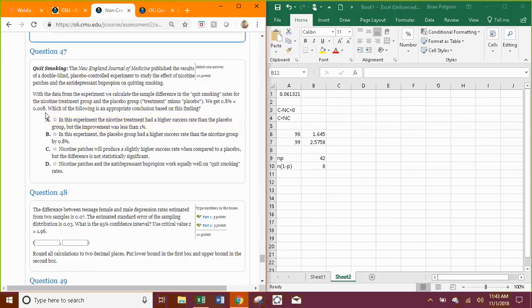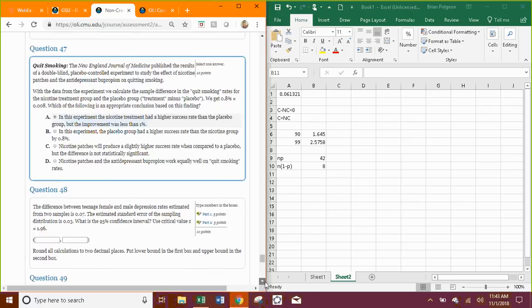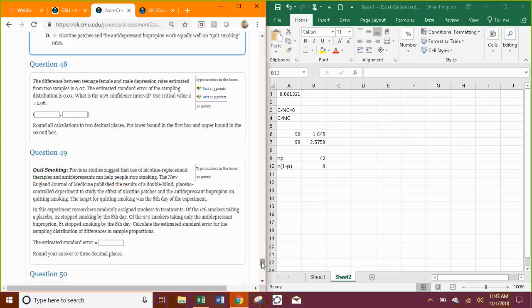In this experiment, the nicotine treatment had a higher success rate than the placebo, but the improvement was less than 1%. That is true. Because the difference, treatment minus placebo, is 0.008, they had a higher success rate, but that improvement was only less than 1%. And then based on this, we don't know anything else, so we don't know anything about being statistically significant.